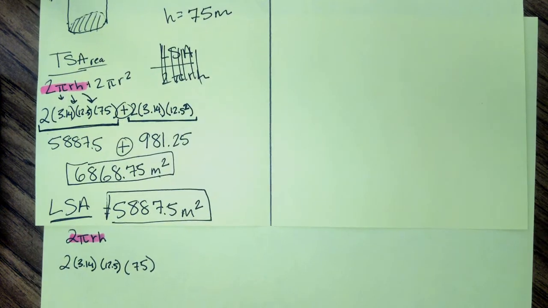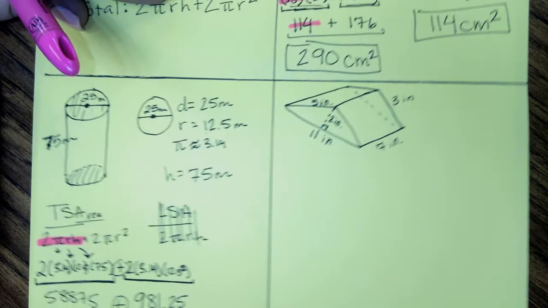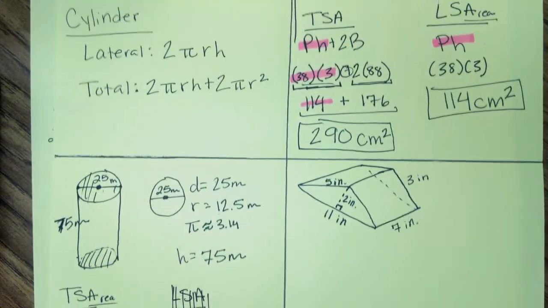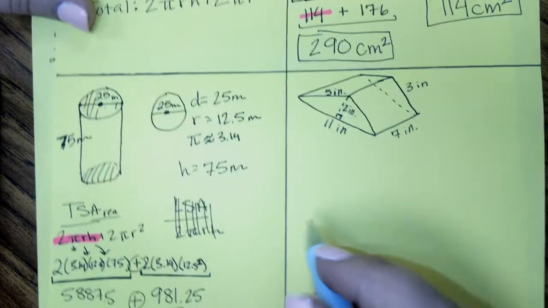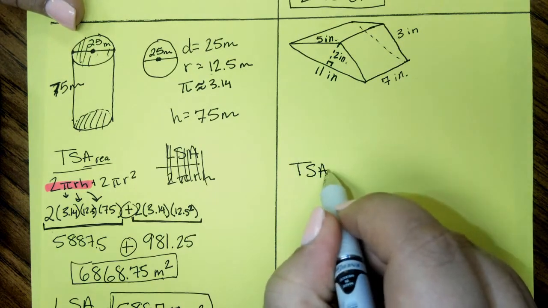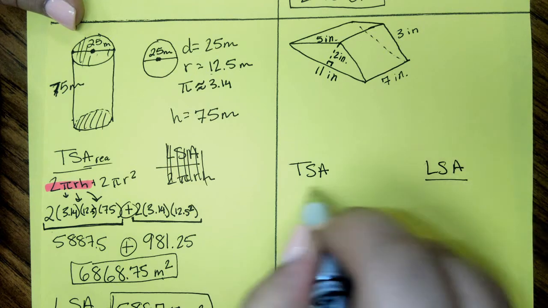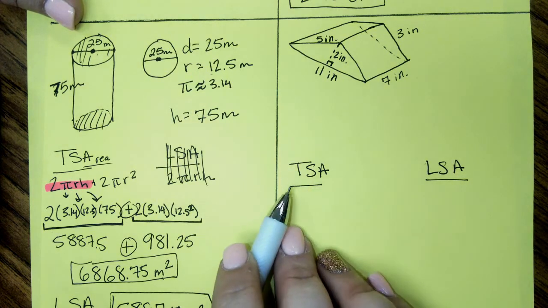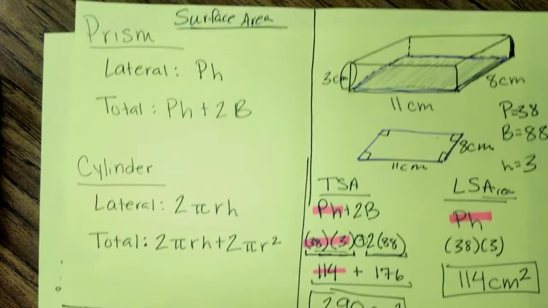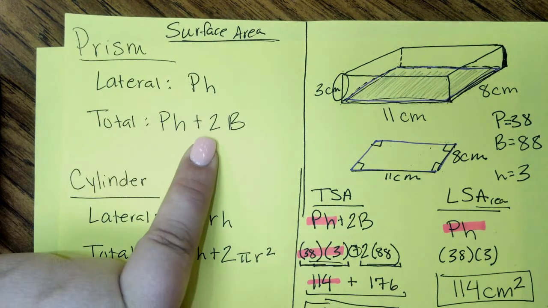We've got one more type of problem that we're going to look at, and that is finding the surface area of a triangular prism. So that's a prism with triangular bases. We want the total surface area and the lateral surface area. The formula for the total surface area of a prism is pH plus 2b.